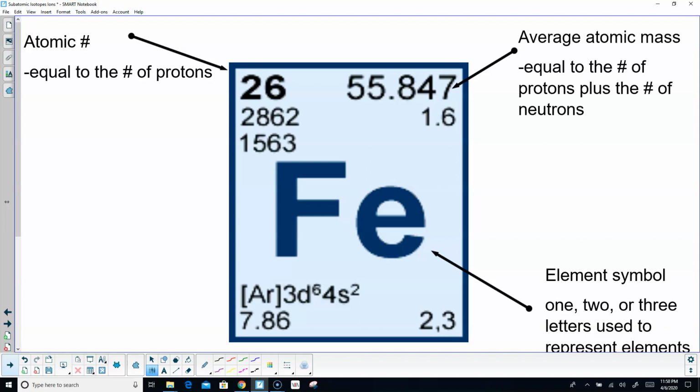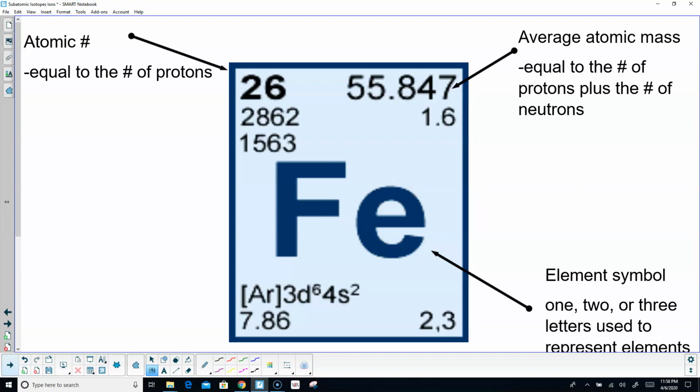Oxygen, for example, always has 8. If it has 7, it's not oxygen, it's nitrogen. In this case, we have iron, which is 23. So the atomic number, not 23, 26. The atomic number is the identity of the element. So the number of protons tells you what element it is.